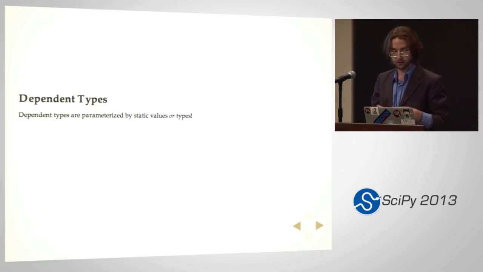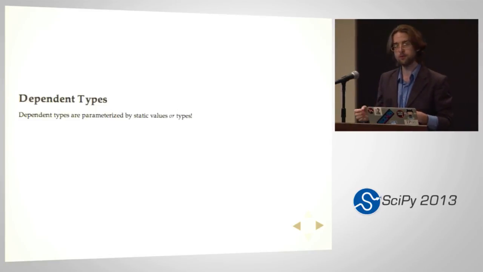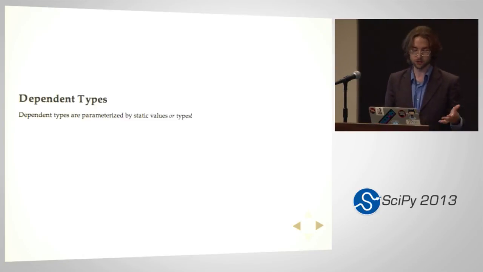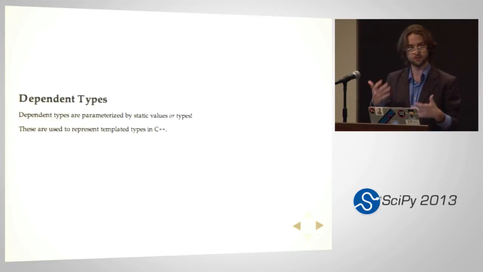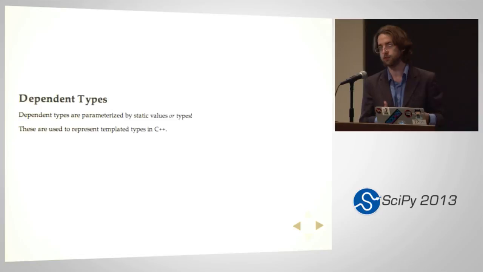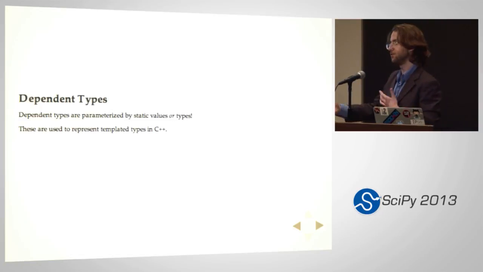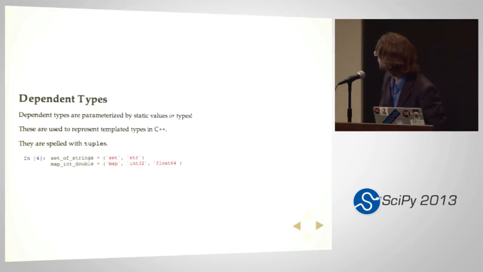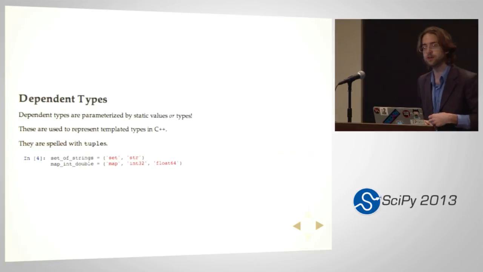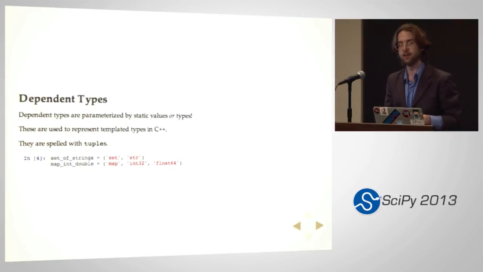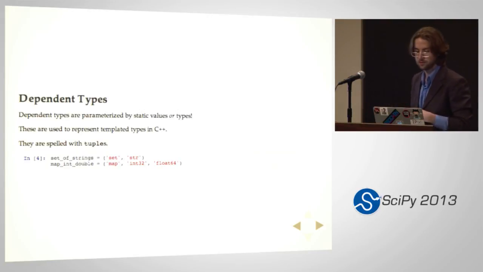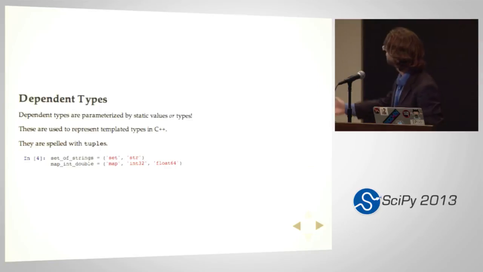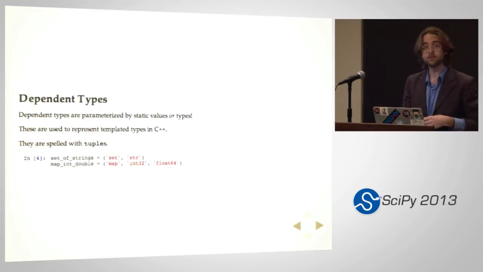Dependent types are another kind of type, and they're parameterized types based on some other value or another type. This is very much equivalent to C++ template types. So if you want to wrap C++ code, you have to have a type system that handles dependent types, which we do. They tend to be spelled with tuples. Here are a couple of examples. If you want a set of strings, you have some set dependent type, and then its template parameters come after it in the tuple. Or if you have a map of int and double, you get map, int32, float64. Not too difficult, I hope.